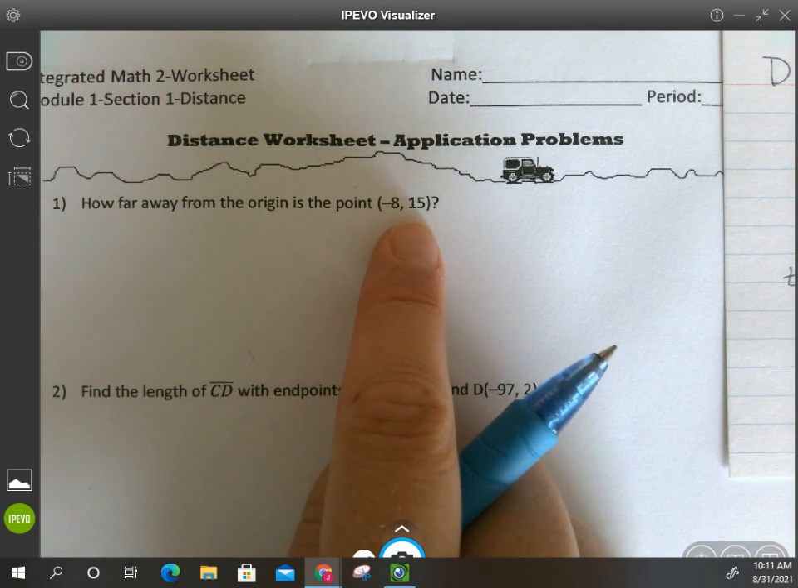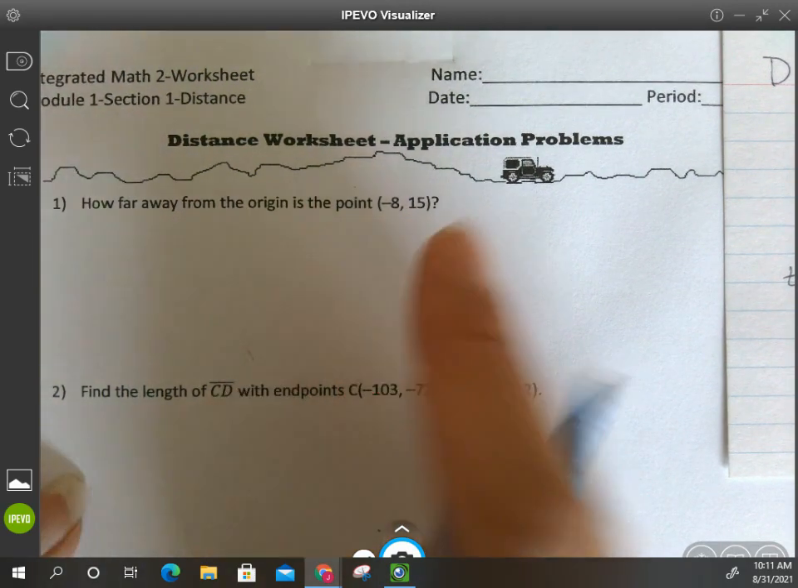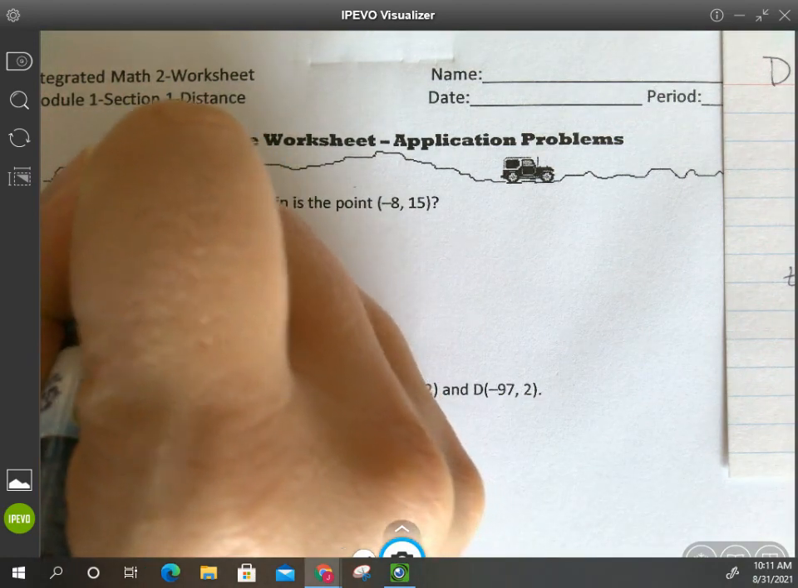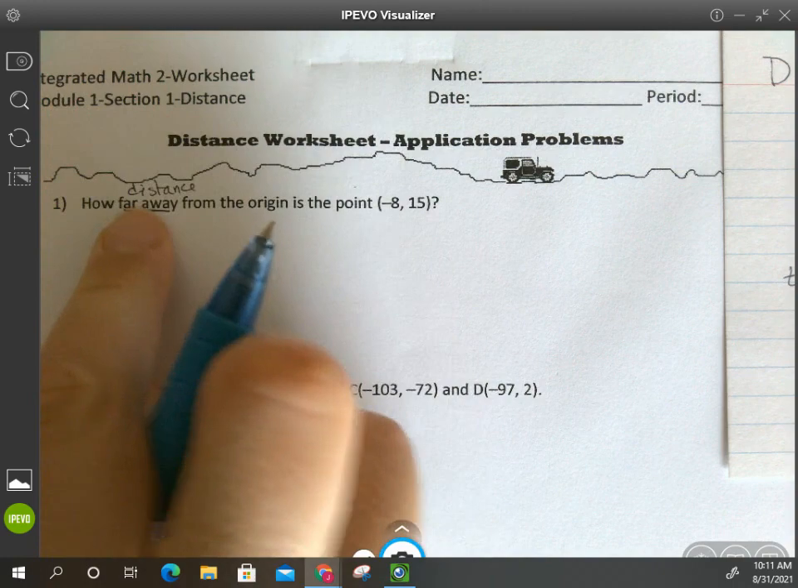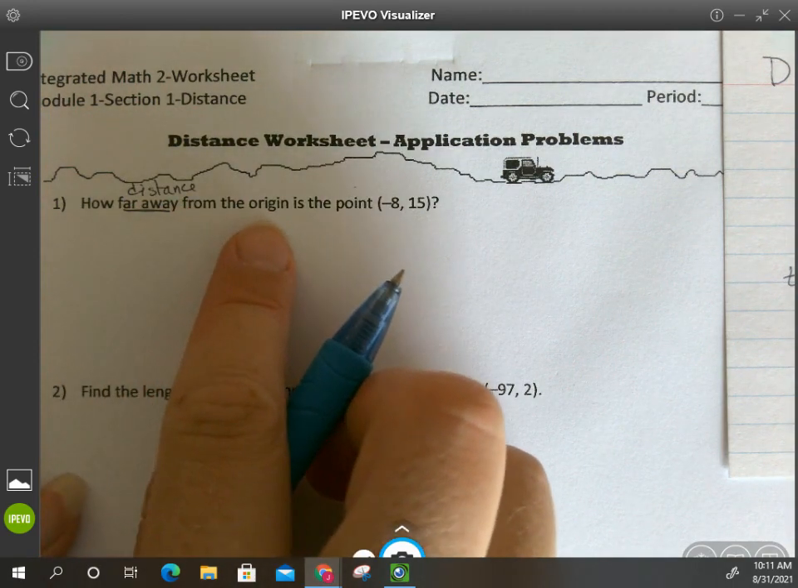Okay, they only gave me 1 point. They did ask how far away. So I do need to find the length or the distance, right? So I know I'm going to use my distance formula. But what's the origin?